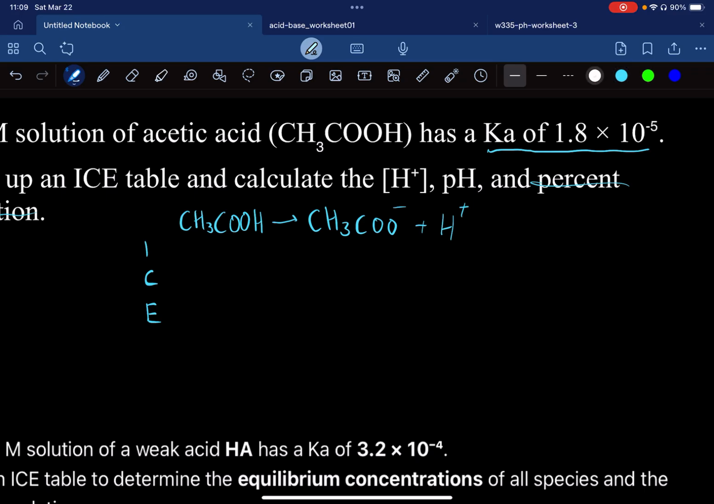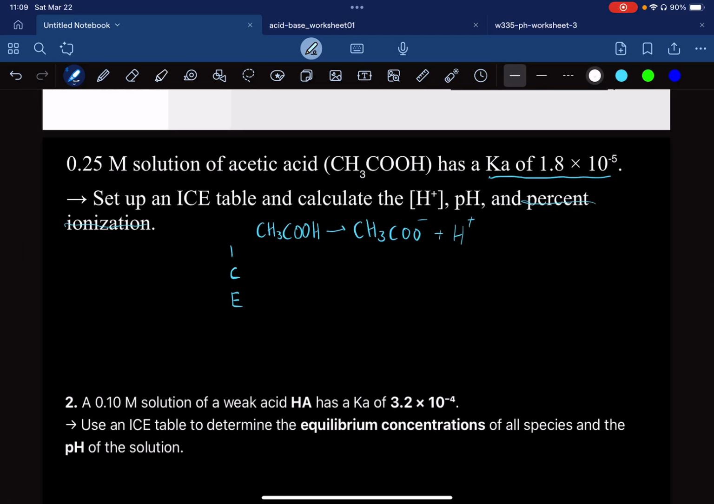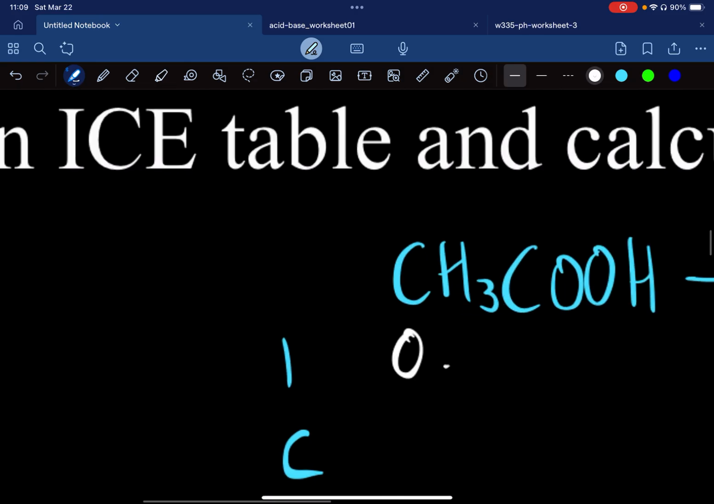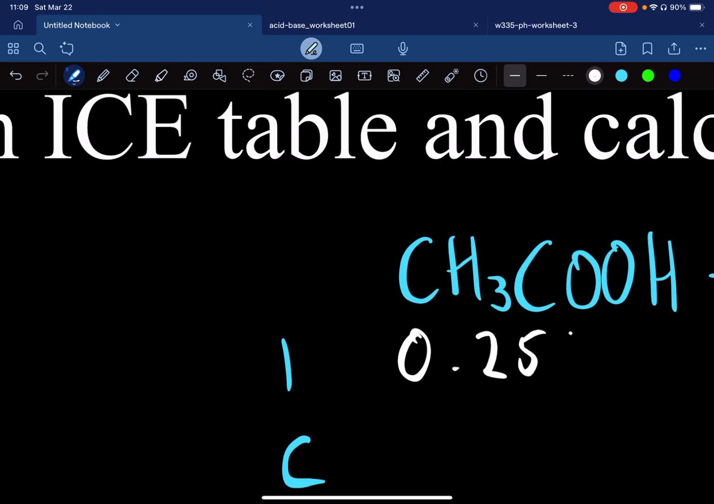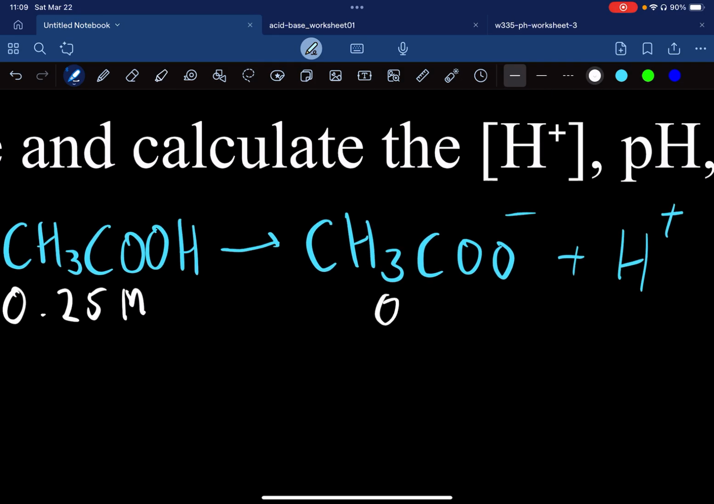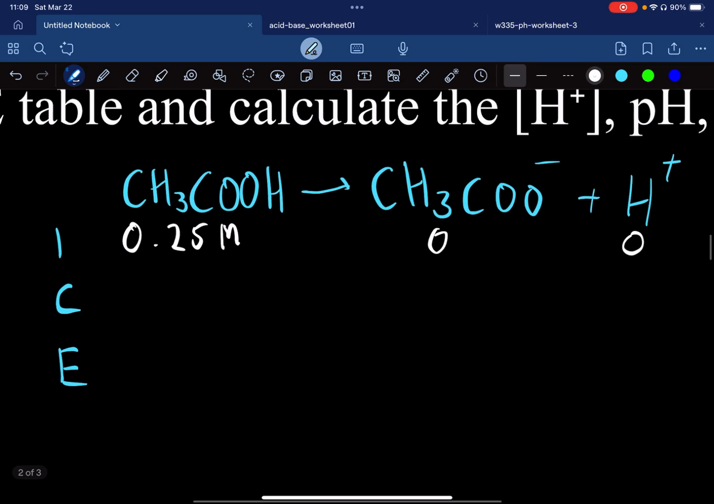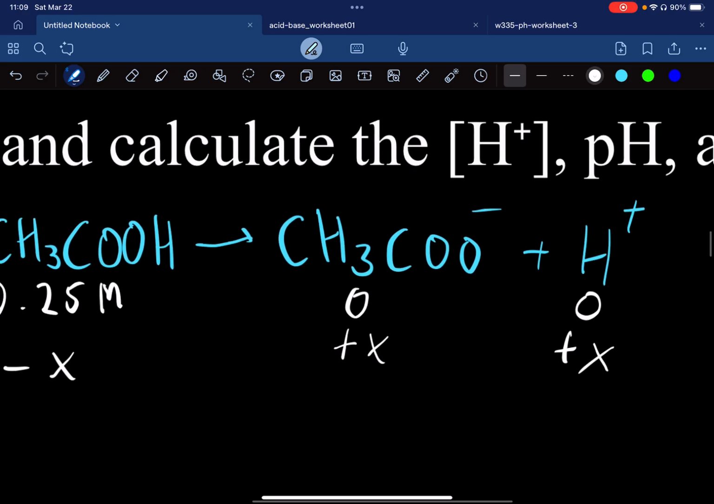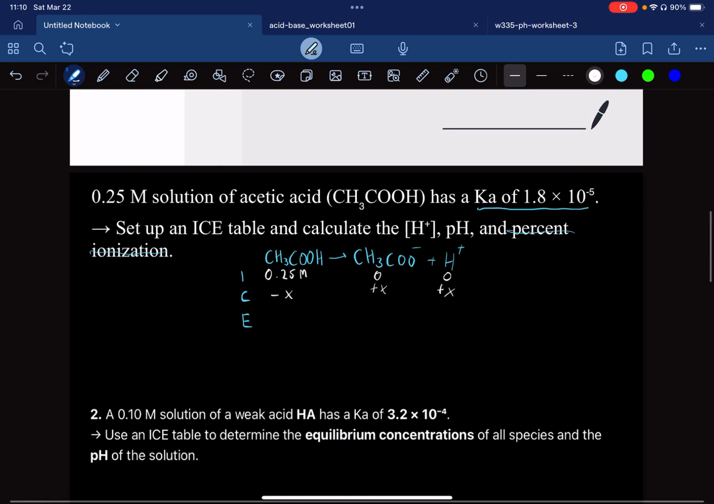So what do we start with? We start with 0.025 molarity. 0.25, my bad. 0.25 molarity. That's the concentration. We started with 0 and 0 here. Now there's a change. We're losing a little bit. We're gaining a little bit. Plus x and plus x. If you don't know the coefficients to put, just look at the coefficients here, and that's the amount of x you're going to put.